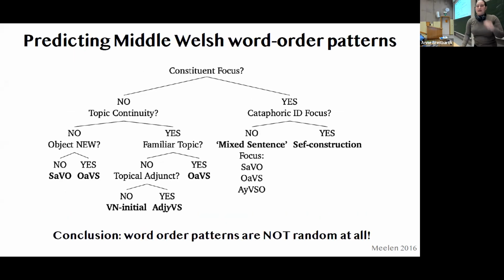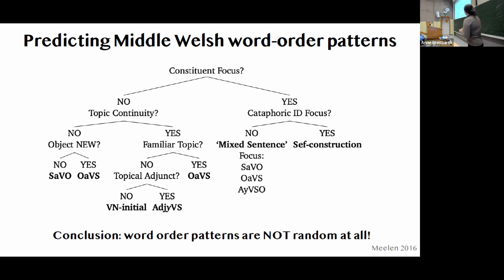Right. Now, finally, that led me to think, well, if people just say everything's random in Welsh, let's try and disprove that, right? So let's try and find out if I can predict what the word order is based on all the variables that I have annotated. And it turned out that for positive main declarative sentences, I could, using this little algorithm that I devised.